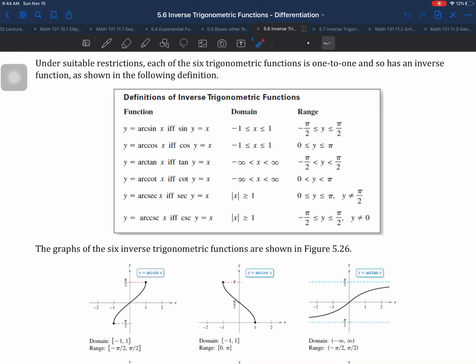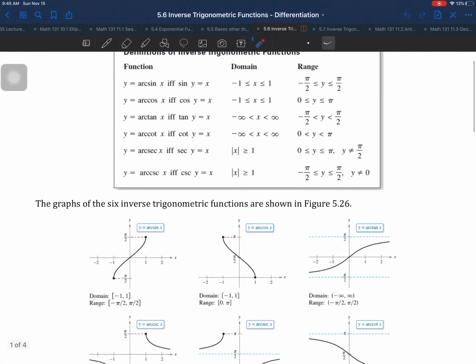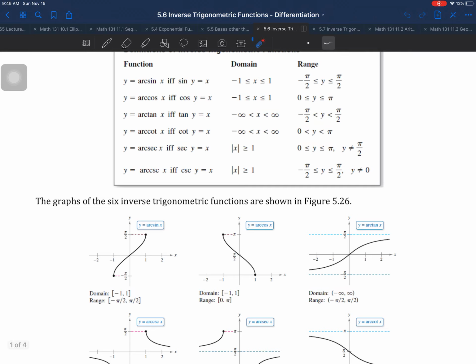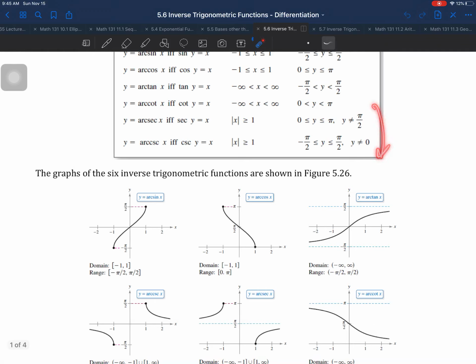For the tangent, it is very similar to the sine. The domain will be from -infinity to infinity, and the range will be the same, negative pi over 2 to pi over 2. Now, I remind you guys that we have seen this before in our trig class, and so this is sort of like a review. And this is the arc cotangent, the inverse function of a cotangent, where the domain will be -infinity to infinity, and the range will be 0 to pi. And so on, we have all the other ones as well.